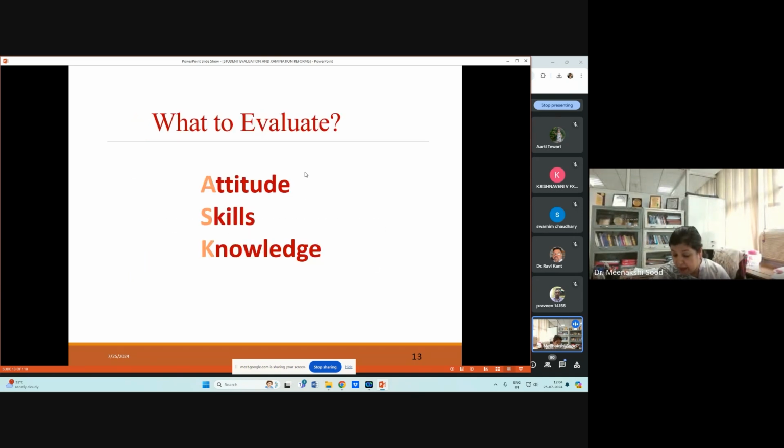And as I said, in any education ecosystem, the main thing is to evaluate knowledge, skills, and attitude. But now you see, I've written it in the reverse order. In NEP, or the present scenario, if I talk about the education system, it has reversed. Now the main focus is attitude. Now we call it ASK. So the main thing is you have to know about or improve the attitude of the students.